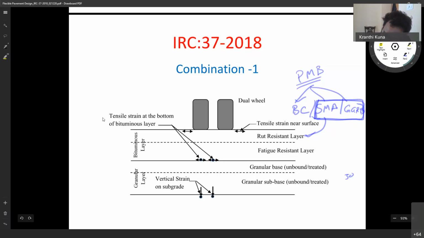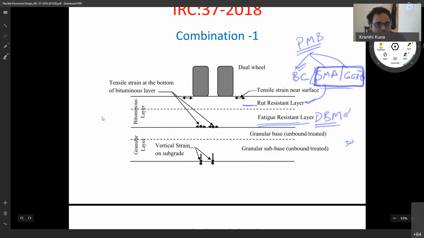In the binder course or bituminous base, we use DBM, dense bituminous macadam. If we design this to 3% air voids, by incorporating more bitumen, then we call it a fatigue resistance bitumen mix. So BC, we do not call it a rut resistant mix, but it has good rut resistant properties if you put polymer modified bitumen or VG40, which is a harder grade bitumen. But traditionally we call these two rut resistant mixes, SMA and gap graded mixes.